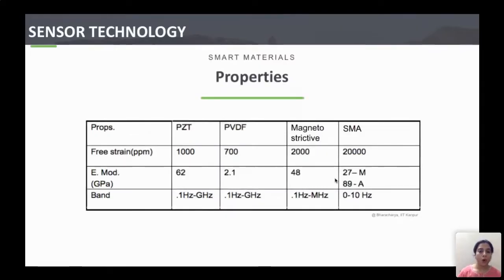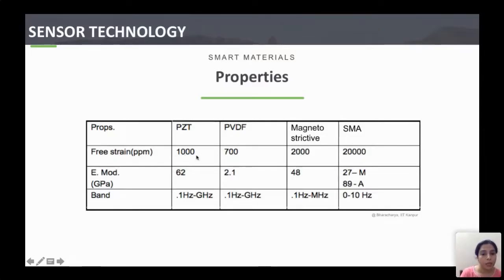Now, if you compare the properties of different smart materials, a few of the smart materials that are widely used are, first, PZT, which is a piezoelectric material, and another type of piezoelectric material, and then magnetostrictive materials and shape memory alloys. The free strain in PZT materials is pretty good: in PPM, which is micro strain, it is 1000 micro strain. In magnetostrictive material it is 2000, but in SMA it is 20,000. So this makes SMA a very good actuator, and its application is more in the actuation part.